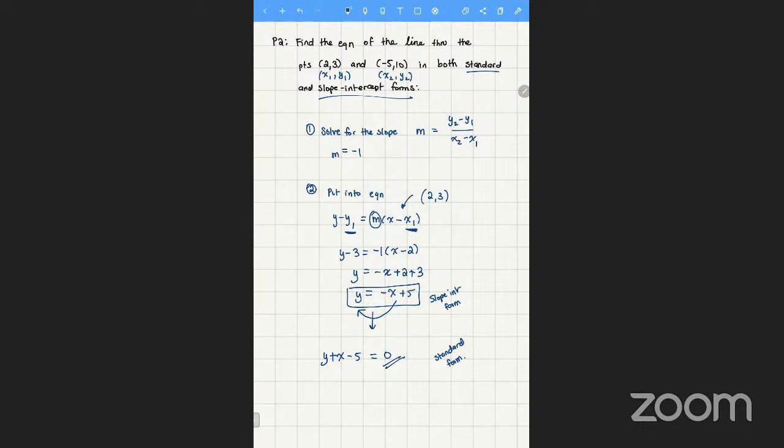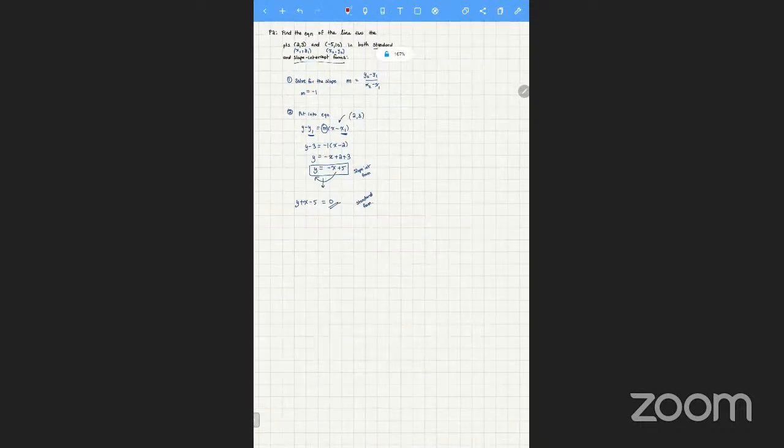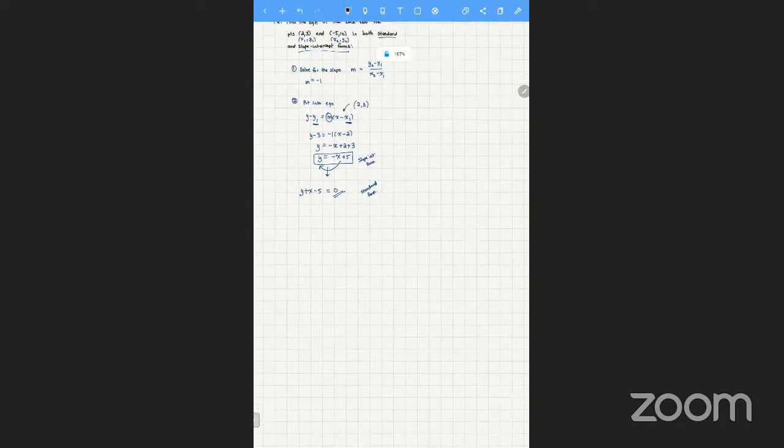Also remember that if you used another point here, you'll get the same answer, right? Because it's the same line. The line goes through both these points, so the equation of the line would be the same. Does that make sense? Okay, now we're gonna take it a little step further. This is all stuff that you should have learned already. This is mostly a review lesson. Now find the equation of a line.